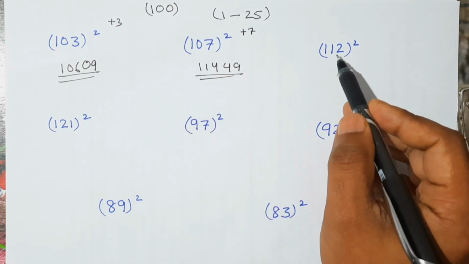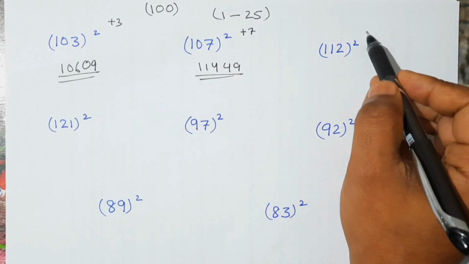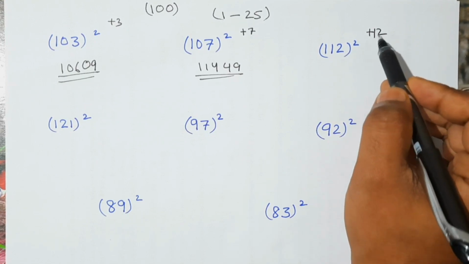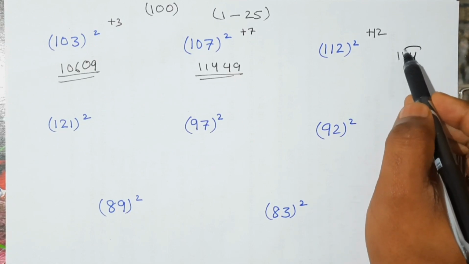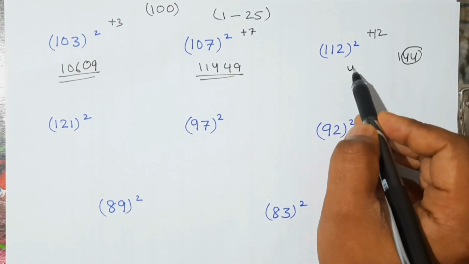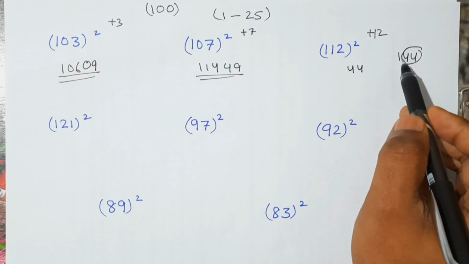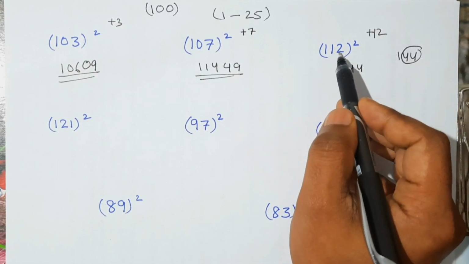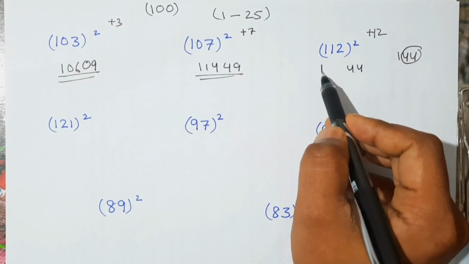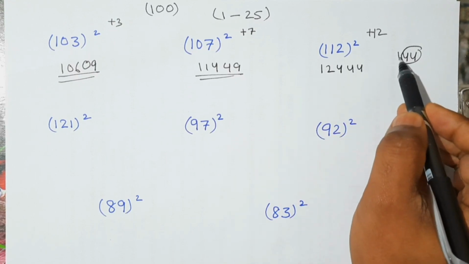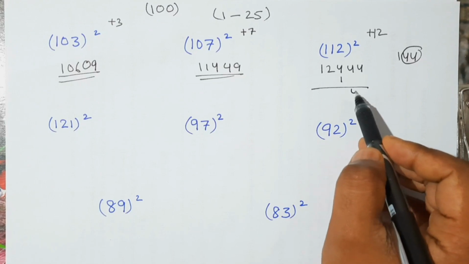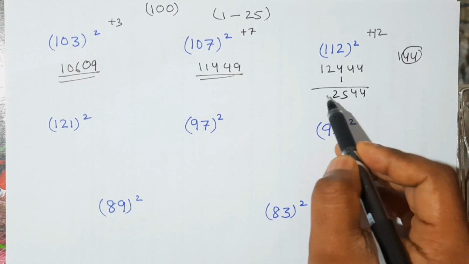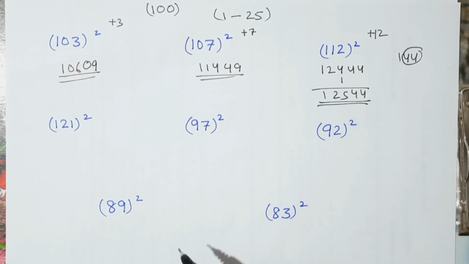Similarly, this number is 12 more than 100. Now the square of 12 is 144, but we'll write only 2 digits. So 44 is here, and we are left with 1. Now 112 plus 12 is 124. Now we are going to add 1 here. Adding this we'll get 12544. So this is the square of 112.